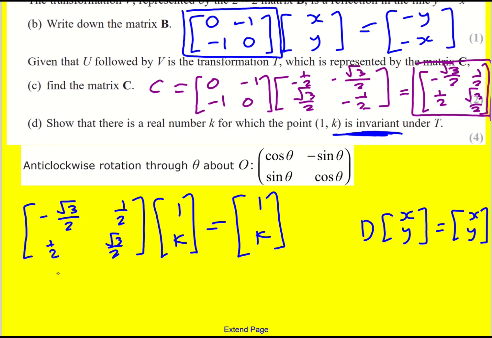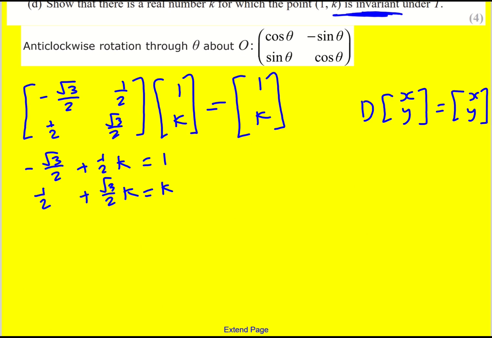In fact, I can just write it as equations now. I'll get minus root 3 over 2 plus a half k equals 1. And then a half plus root 3 over 2 k equals k. So let's solve them and just show that they are consistent, that they both give the same solution. So first up, I'm going to multiply through by 2. So minus root 3 plus k is equal to 2. Therefore, k will equal 2 plus root 3.